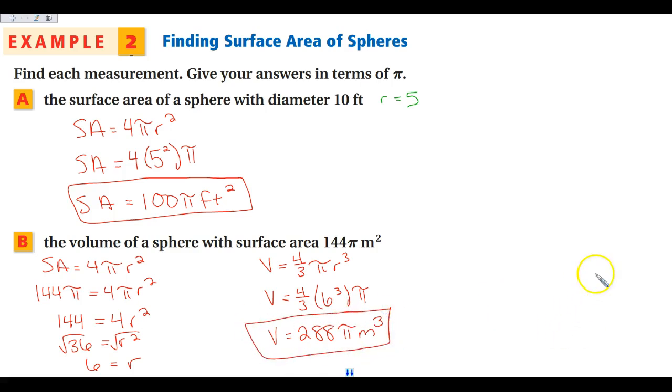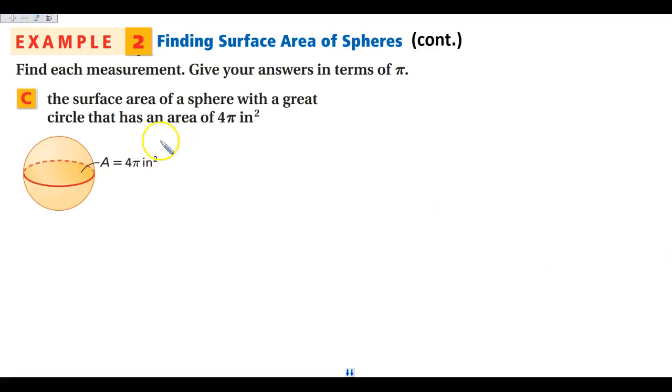Okay, let's take a look at part C. Okay, I have a surface area of a sphere that has the area of the great circle is 4 pi inches squared. So the area of this circle, okay, the radius of this circle is the same as the radius of the sphere. So if you think about it, area is pi r squared. Surface area is 4 pi r squared. So does it make sense that because these have the same radius, if we were talking about different circles with different radii, this would not work, but it has the same radius.